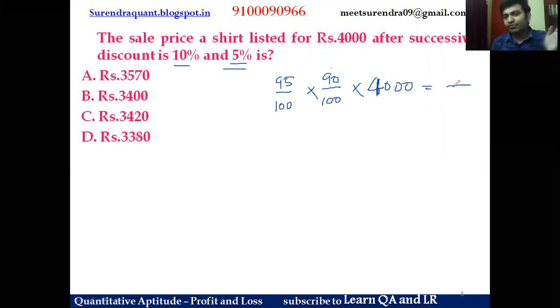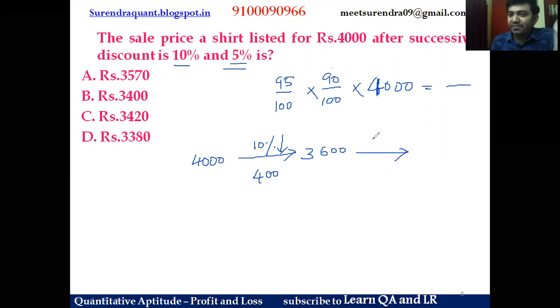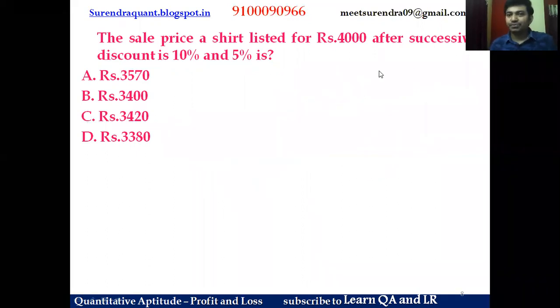I think this is a little tough to calculate with respect to multiplications. Then what do you do? Simple mind math. 4,000 is the display price. First 10% is discounted. What is 10% of 4,000? 400. If 400 is discounted, then the selling price is 3,600. But later a 5% discount is given. 10% is 360, 5% is half of 360, 180. From 3,600, if 180 is discounted, he has to pay 3,420, and that is option C. This way also you can do. It's all about you and your approach.